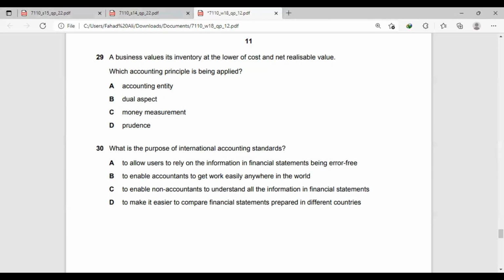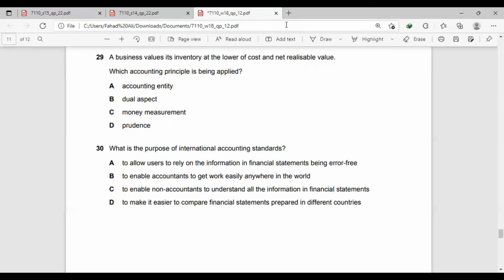And the last is, what is the purpose of international accounting standards? The purpose of this is to make it easier to compare financial statements prepared in different countries so that they all should be on one page. The format should be the same and the things should be the same in such a way that we can compare every information. It should not happen that the information is distorted in every country and we cannot compare.